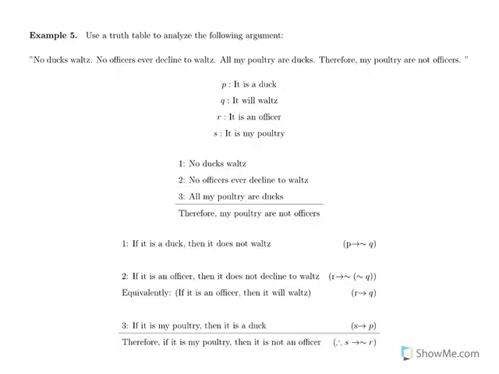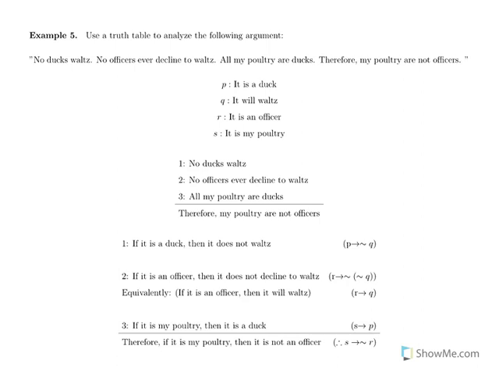All right, let's do one more example. This is kind of a weird one. We're going to look at more simple statements, more premises, and talk about how to build this argument. So this kind of odd argument we have: no ducks waltz, no officers ever decline to waltz, all my poultry are ducks, therefore my poultry are not officers.